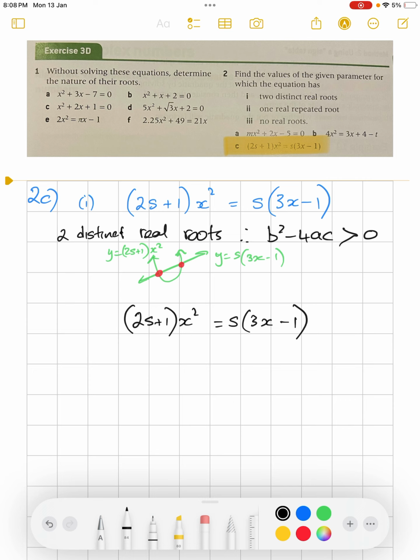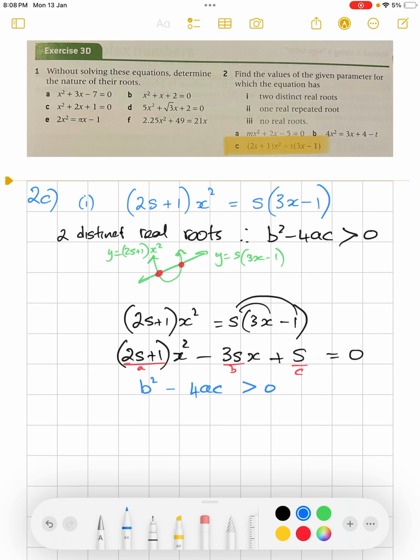And bring everything to one side. So this is (2s + 1)x squared minus, and I'll bring that over to be 3s x. That's minus s, so bring that across to be plus s. So I've expanded. I've said this is the value for a, this is the value for b, this is the value for c. So b squared minus 4ac is greater than 0 to be 2 distinct roots. So (3s) squared minus 4 times (2s + 1) times s has got to be greater than 0.